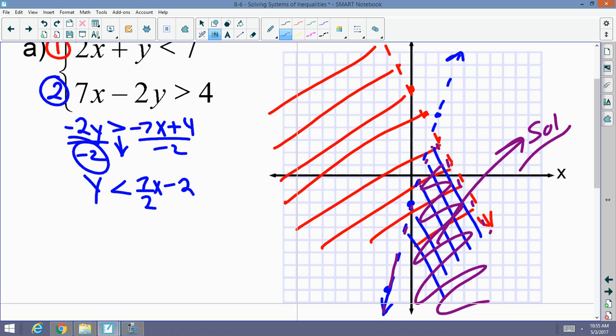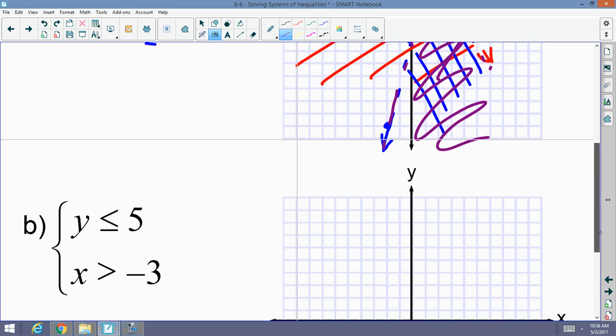Questions, comments, concerns, problems, issues, dilemmas? Yes, sir? No. Please get that out of your head, domain and range here. You do not find solution sets by finding a domain and range. All the domain and range tells you is the valid x and y values. But it does not tell you the solutions. Please do not think of that anymore. Thank you, my brother.